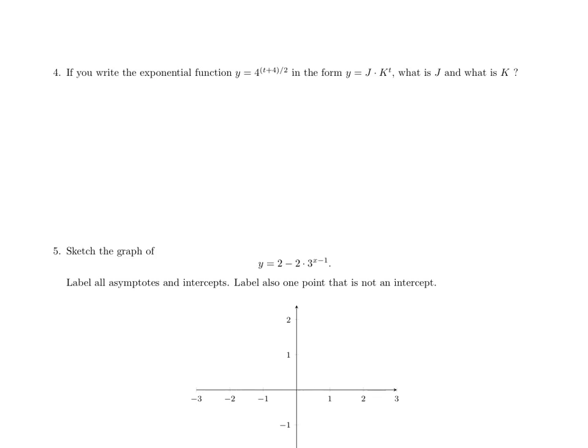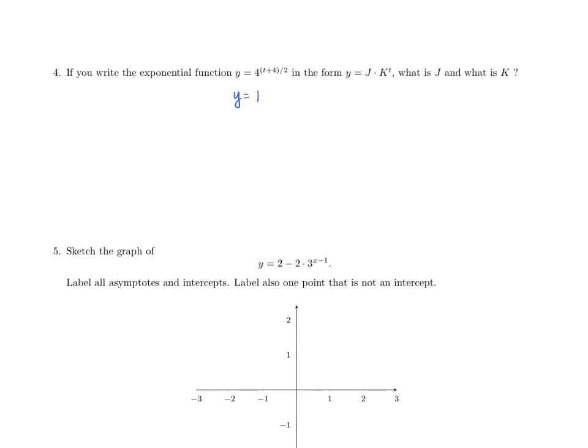This tells you if you write the exponential function y equals 4 to the (t plus 4) over 2 in the form j times k to the t, what is j and what is k? Basically, we really want to isolate t up in the exponent. There are many ways to solve this, but the first thing that bothers me is that there are these parentheses. I have t plus 4 quantity divided by 2. So I'm going to get rid of the parentheses first.